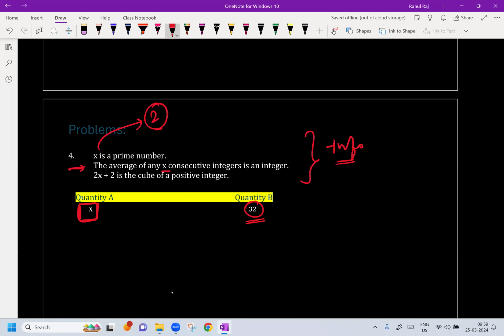The average of X consecutive integers is an integer. Take any X, let's say X is equal to 2. The average of X consecutive integers is an integer. So take 2 integers, 2 and 3. Then (2 plus 3) by 2 is 5 by 2. This is not an integer. So you can't take this.